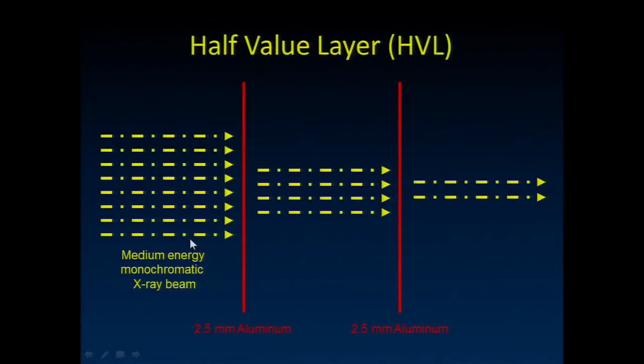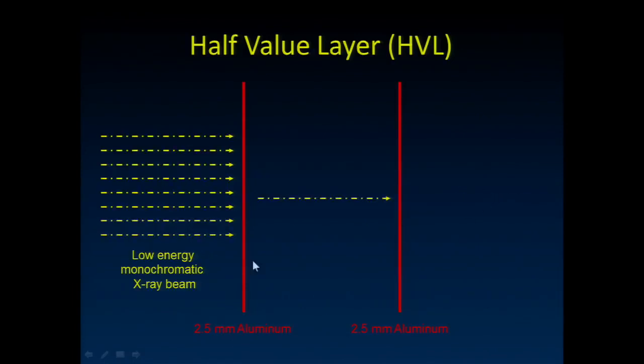If we wanted to, we could put gold in front of it, and we could figure out what its half value layer was for gold, and that would be a different thickness of gold, a slightly lower thickness, because gold is more highly attenuating, has a higher Z than aluminum. And then if we put another 2.5 millimeters here, it should again reduce the number of X-rays in the beam by 1/2. That's what we mean by the concept of the half value layer.